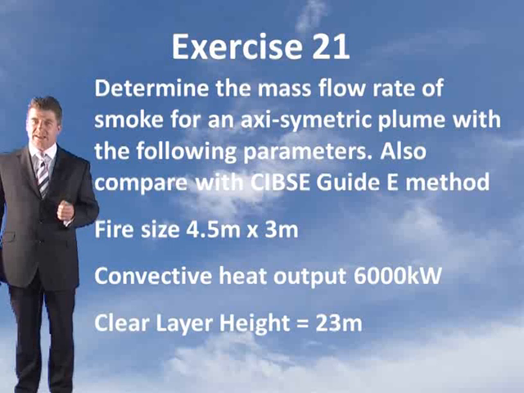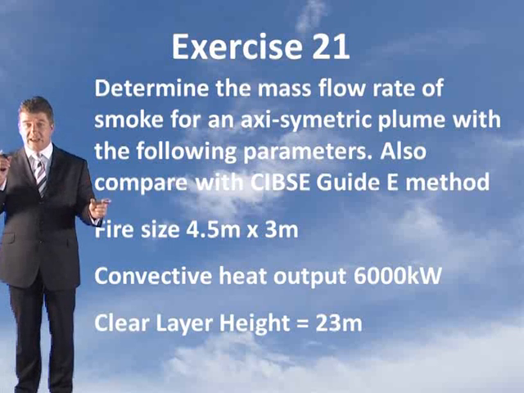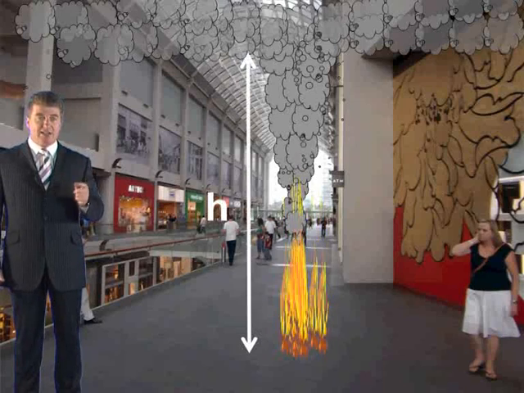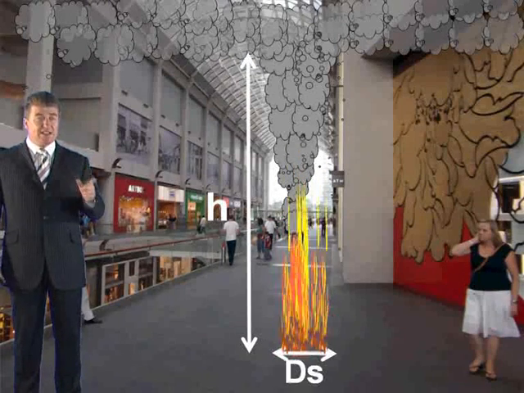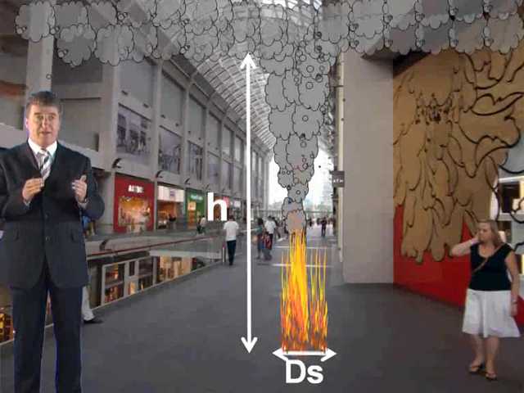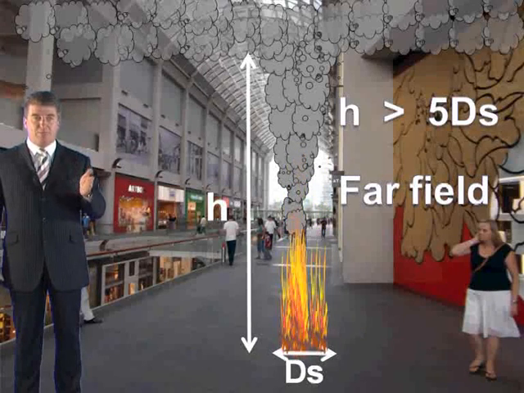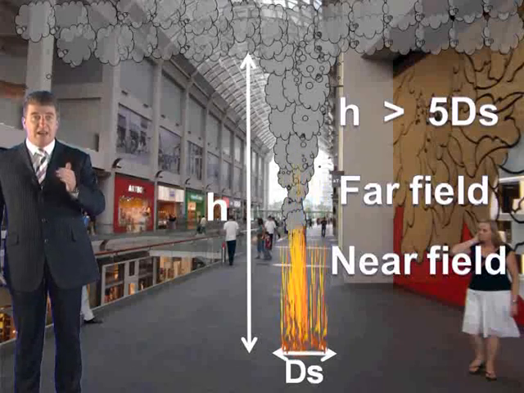Again, we know it's an axisymmetric plume, but you've got to work out, is it near field or far field model? And the rule is, if the clear layer height is greater than the longest dimension of the source, the longest dimension of fire, multiplied by 5, then it's deemed to be a far field model. If not, it's a near field model.